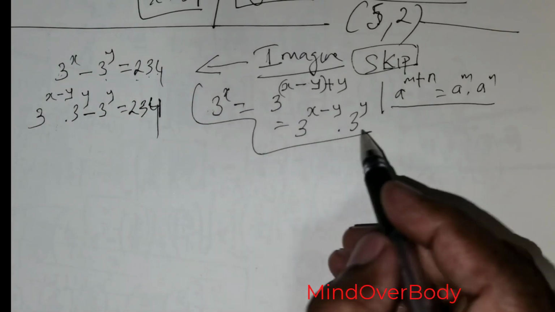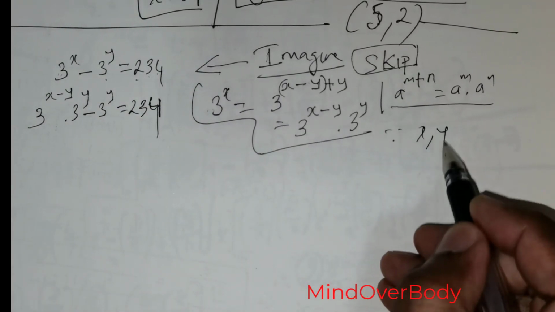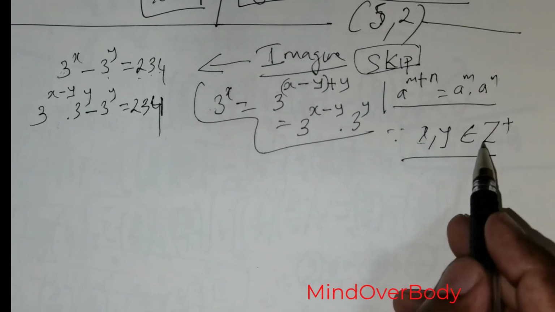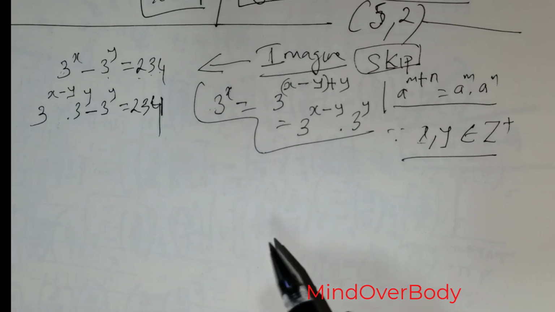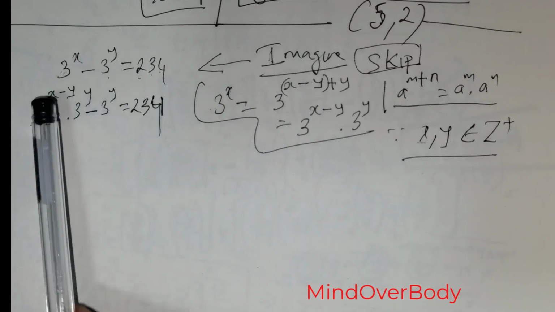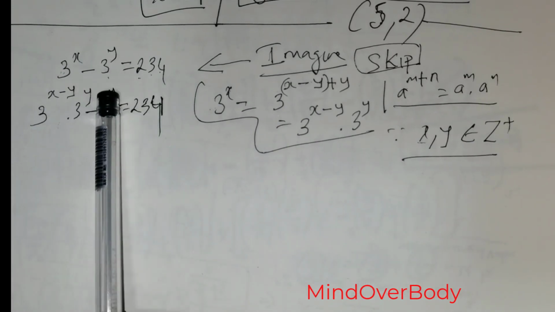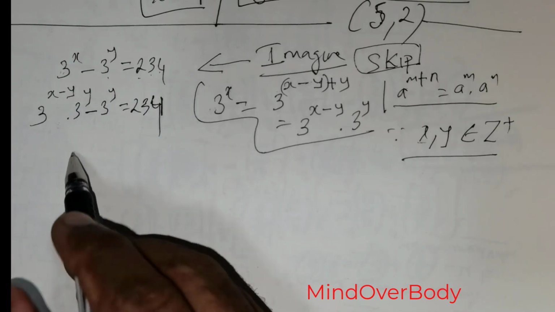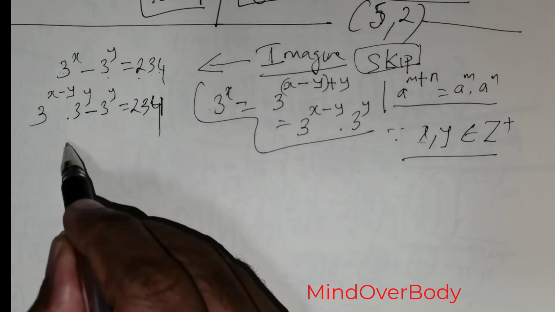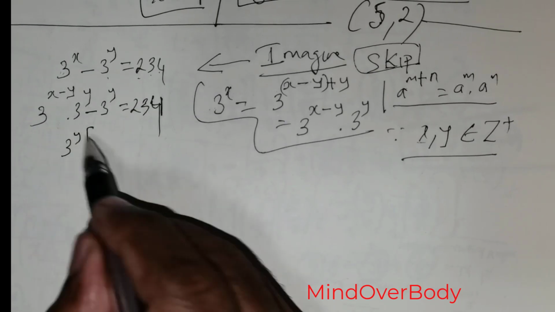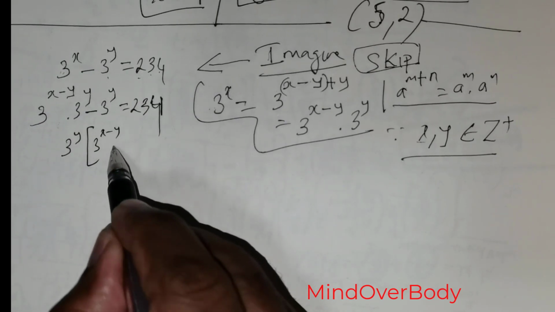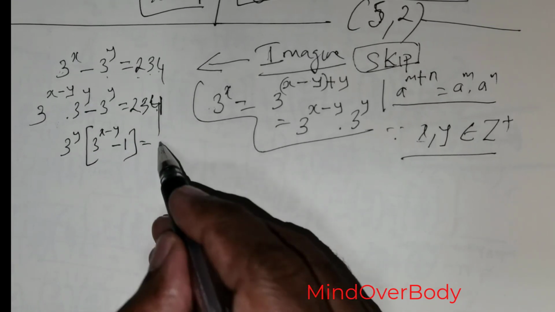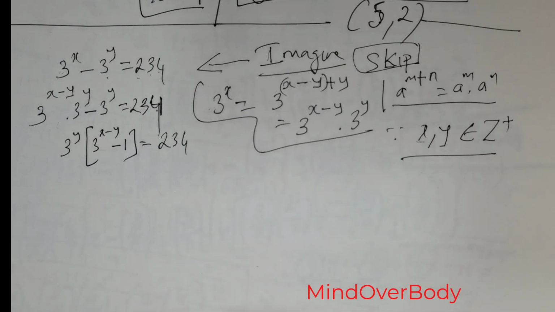Now I'm doing all these things because of the fact that x and y are elements of Z positive integers. So that is very much important, right? Because 3 raised to the power of x − 3 raised to the power of y is going to give me a positive quantity. So now what I wish to do is, if I were to take 3 raised to the power of y out, then I would be left with 3 raised to the power of x − y, − 1 is equal to 234. This is what I've got.